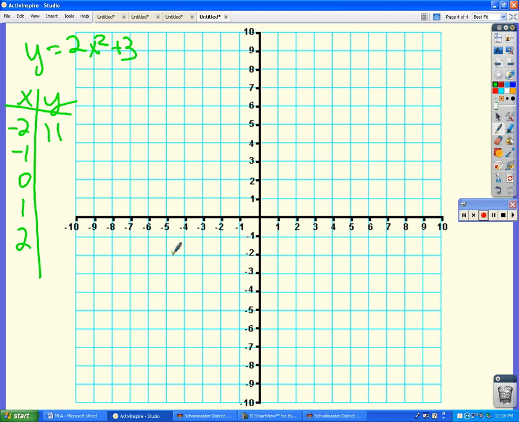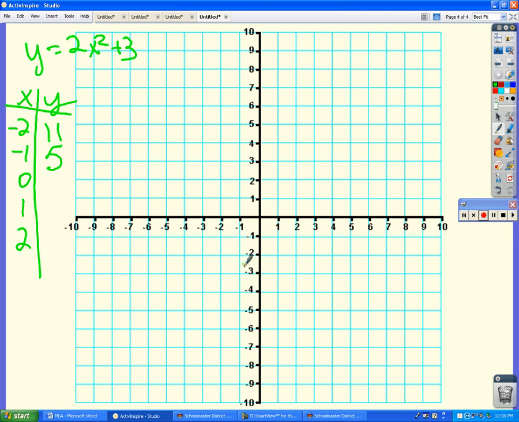Same thing with -1. First thing I do when I plug it in is square it, which -1 squared is 1. And then I take that answer and multiply by 2, so 1 times 2 is 2, plus 3 makes 5.